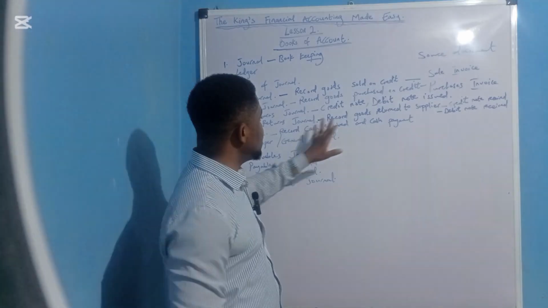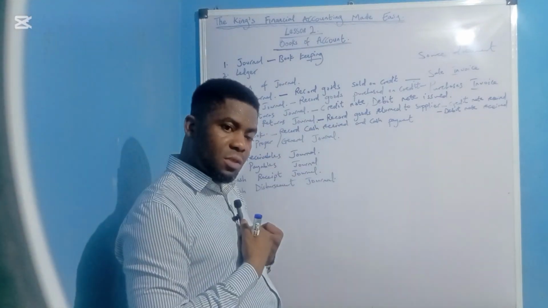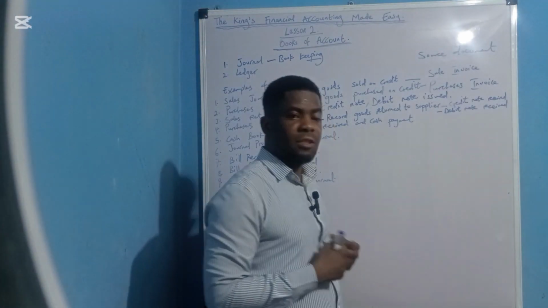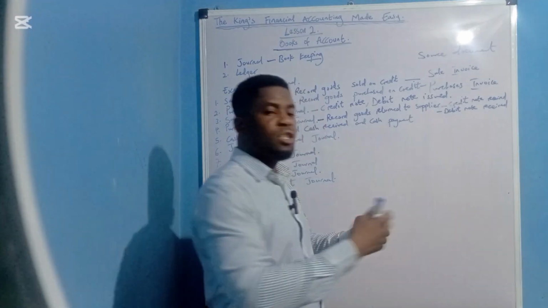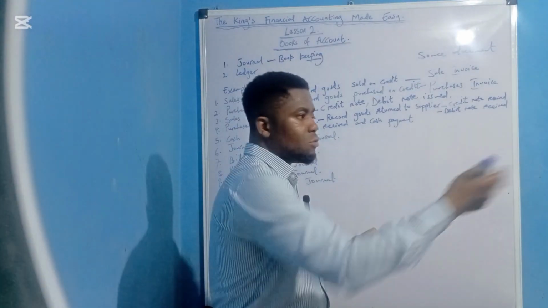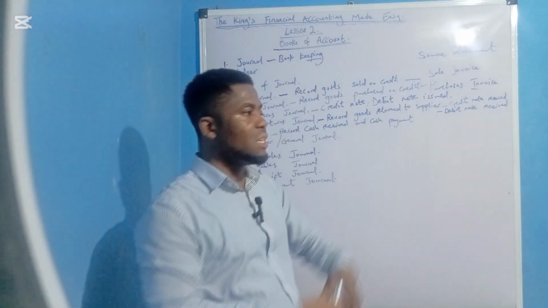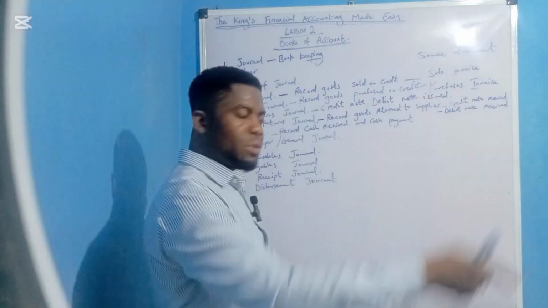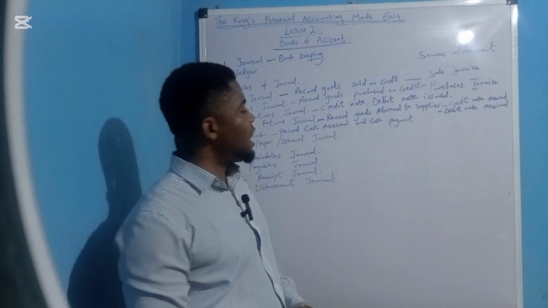It's only cash received, which is cash that comes in, and cash payments, which is money spent maybe on expenses, on acquisition of stock, acquisition of assets, anything. As long as you have paid cash, it goes into your cash book.